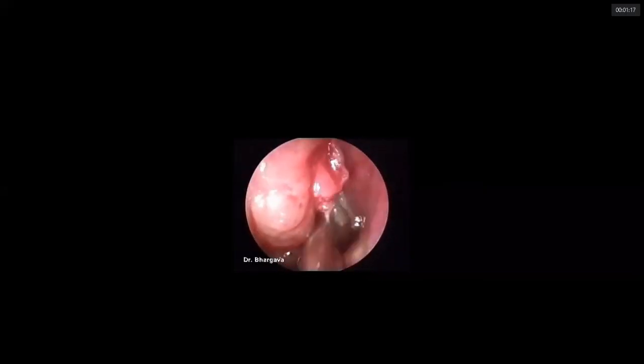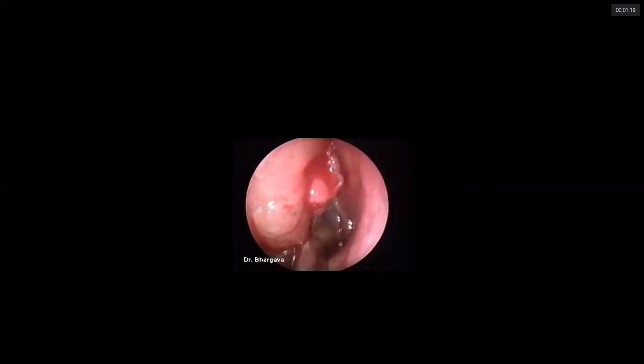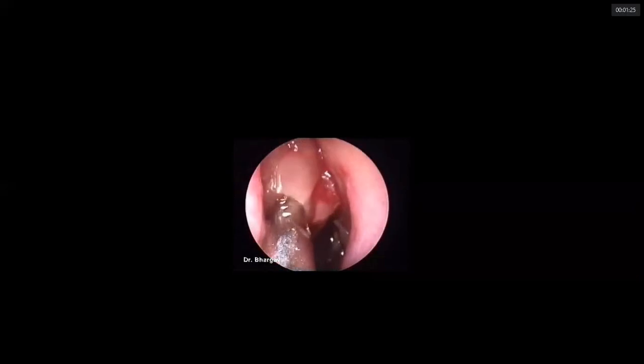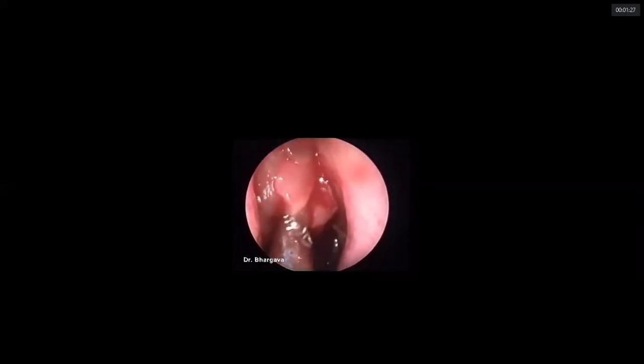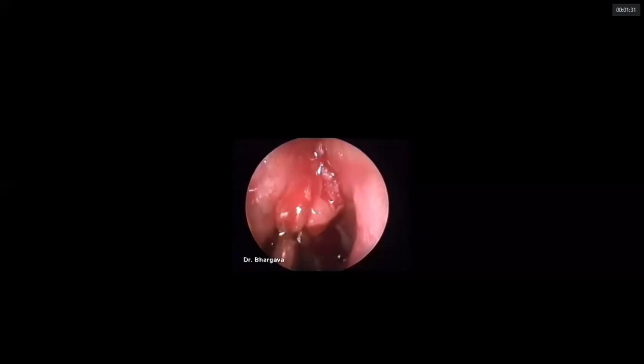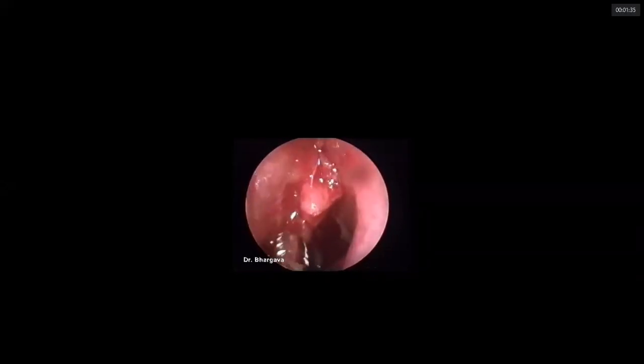One can continue to remove polyps under vision in spite of the bleeding because of the continuous suction effect of the micro-debrider. One can see very clearly how well the middle turbinate is being preserved in spite of extensive polyps.